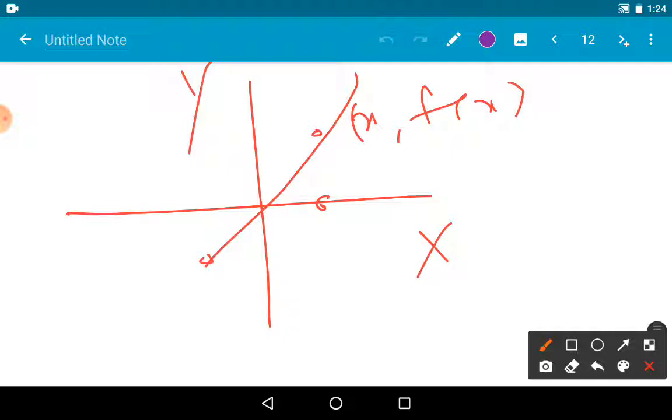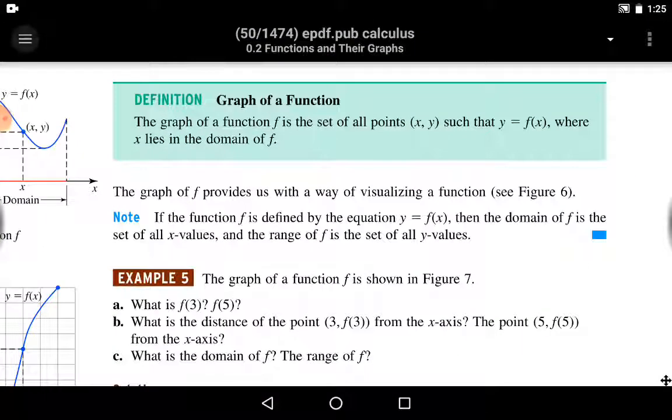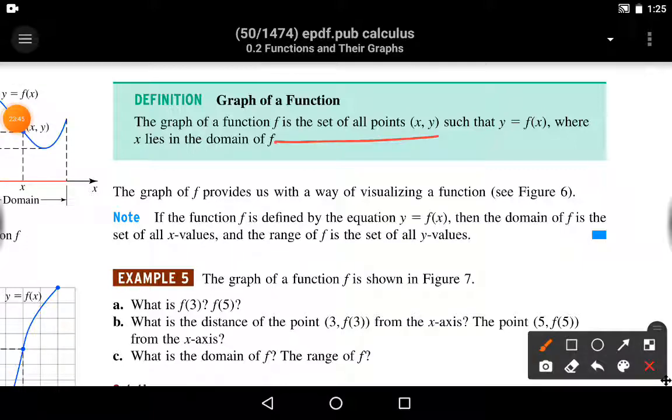There is some uncertainty about drawing the particular graph, about the shape and everything, that we will see after 2 modules. We will understand how we can draw the graph y equal to f of x properly. So the graph of a function is the set of all points x comma y such that y equal to f of x where x lies in the domain of f.